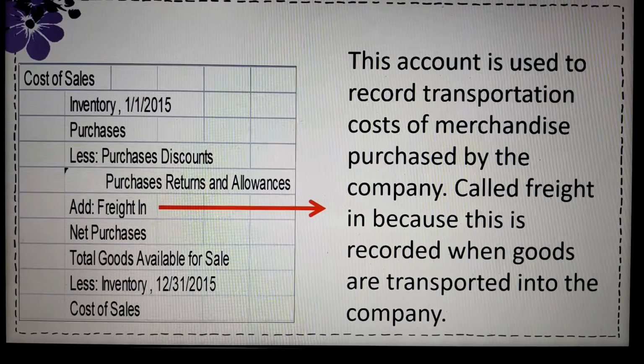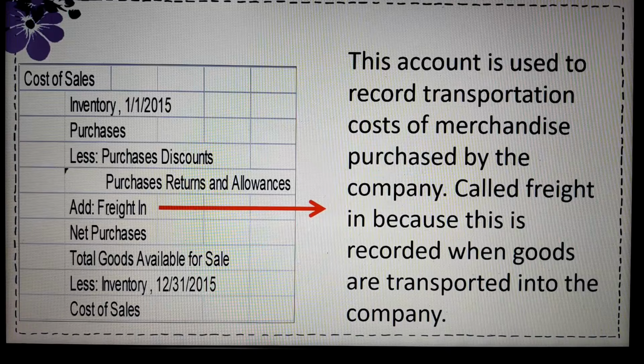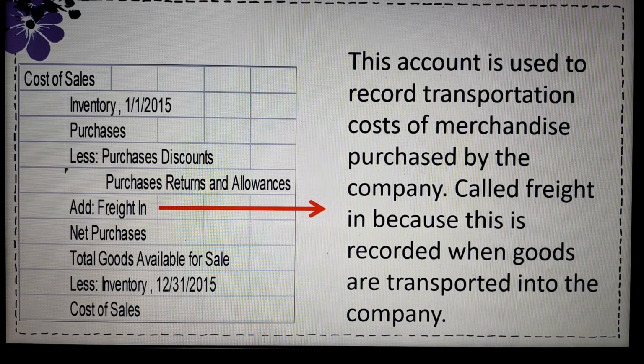Okay, next expense is the freight-in. This account is used to record transportation costs of merchandise purchased by the company, called freight-in because this is recorded when goods are transported into the company. So the freight-in is the transportation cost.